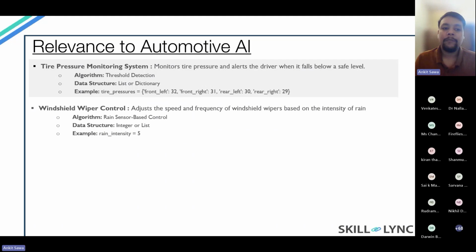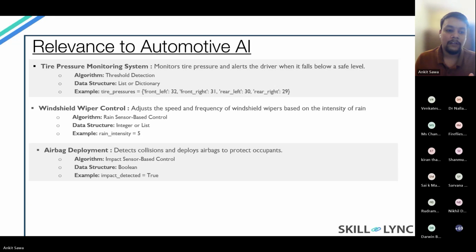One more example could be windshield wiper control. Generally in vehicles today, the wipers automatically start when they detect rain. This uses a sensor-based control. The algorithm is the control itself. The data structure is the intensity of the rain. Once it perceives a certain intensity of rain, the system starts on its own.